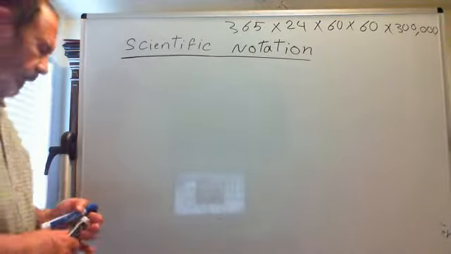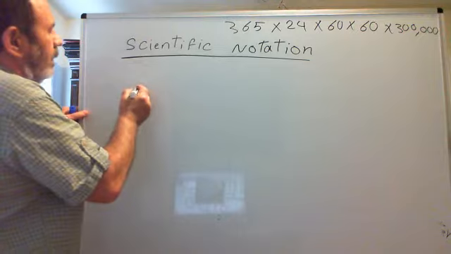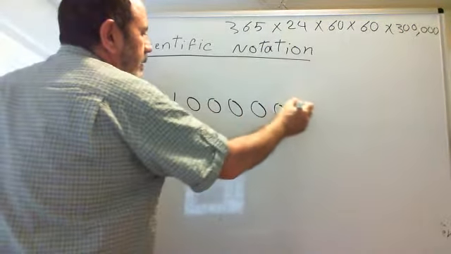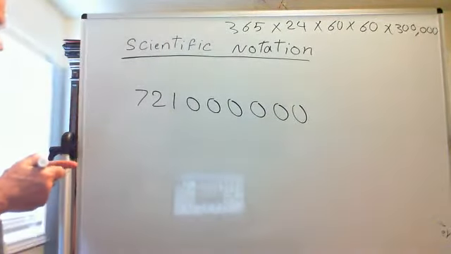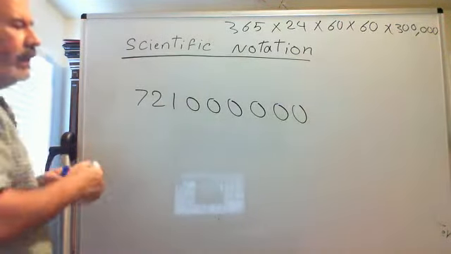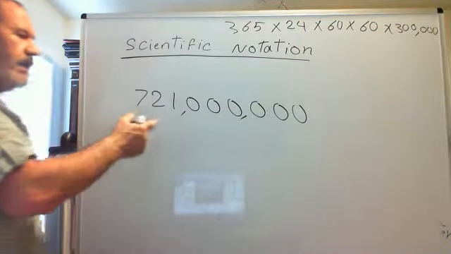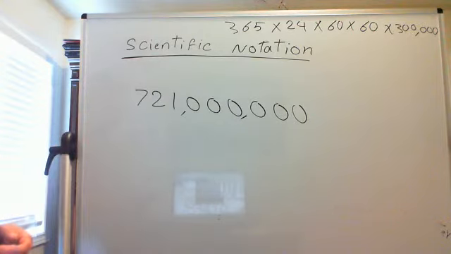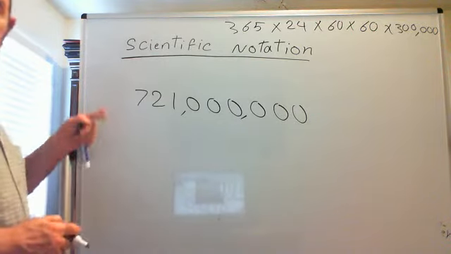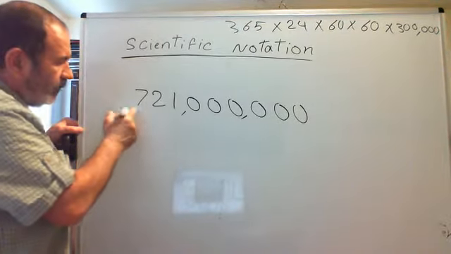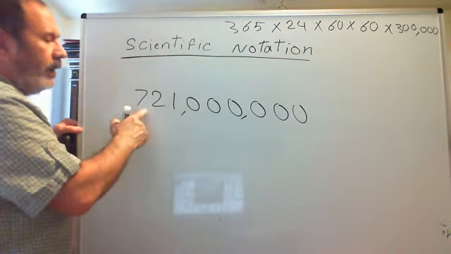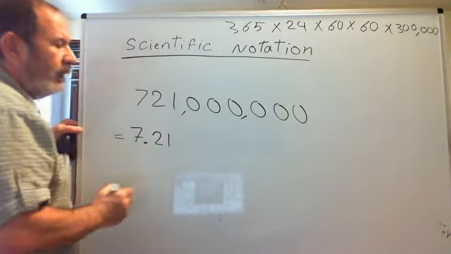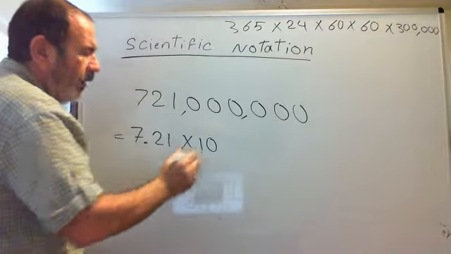We want to calculate 721 and 6 zeros. This is the original number, it is 721 million. If I separate 3 by 3, it is 721 million. It's not a very big number, but just for practice, we want to convert it to the scientific notation. For converting to the scientific notation, keep one digit and then put a decimal, keep all the non-zero digits, 2 and 1, multiply by 10 to the power of.